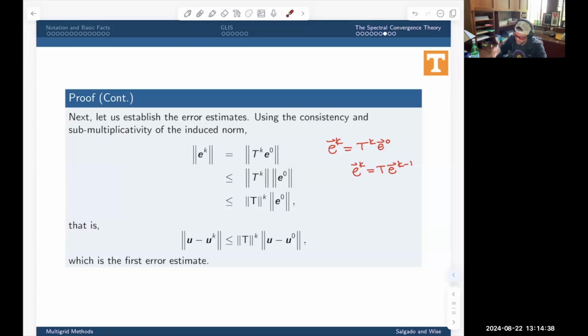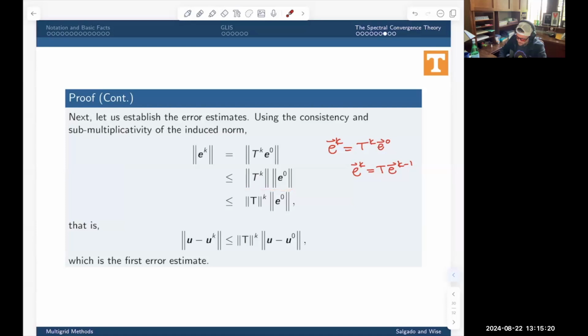Now, let's just use this property here. That means the norm of EK is equal to the norm of this vector, TK E0. And now we're going to use something called consistency. You guys remember consistency from numerical analysis? I try to hammer it into your skulls, right? Over and over again: consistency, submultiplicativity. Sometimes you wake up in the middle of the night with a nightmare and you scream out consistency, submultiplicativity, right? So you remember it. That's the property we're using here.